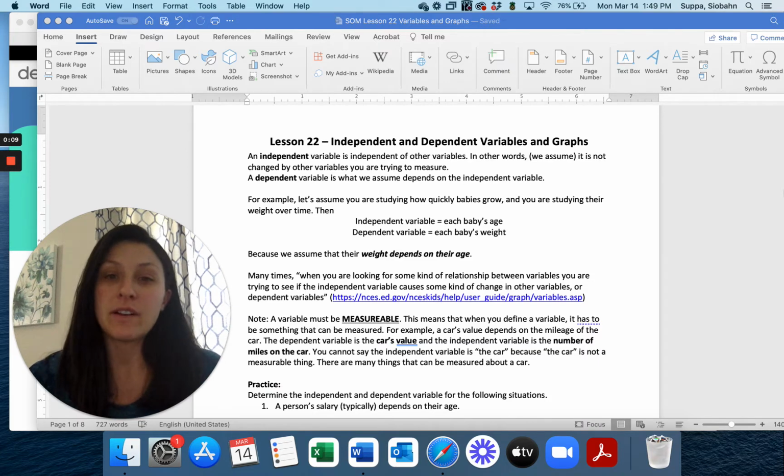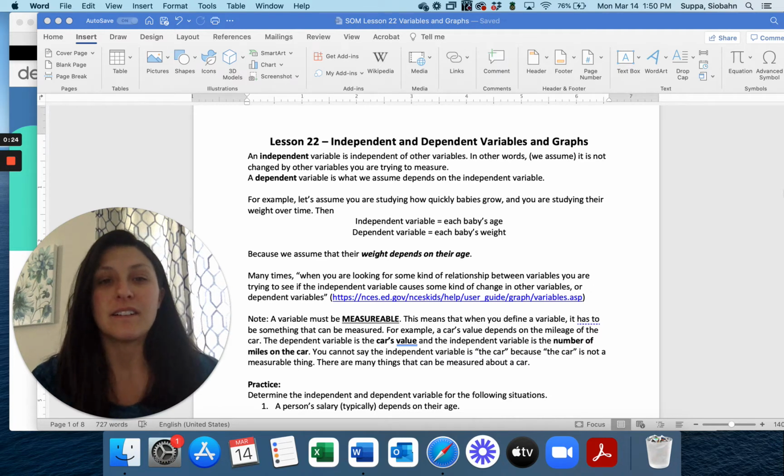An independent variable is independent of other variables. Okay, so not a very elaborate definition there. In other words, we assume it is not changed by other variables that you're trying to measure.